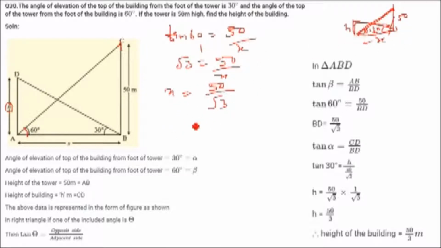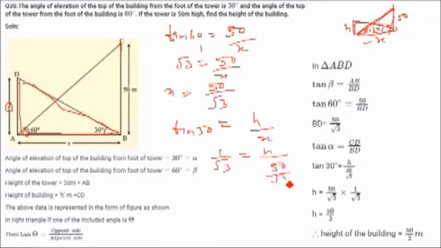Now coming to the second triangle, tan 30. Tan 30 is perpendicular by base, h by x, as we have assumed it to be h. But x is 50 by root 3, and tan 30 is 1 by root 3, right? h by x, where x is 50 by root 3. Now bring it here.